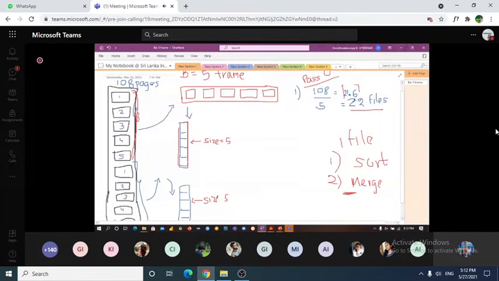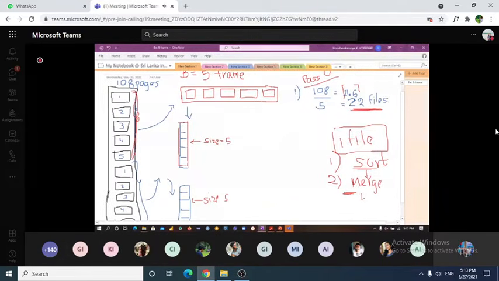But my aim here is to sort all these 108 pages to get just one file. So without stopping with sorting, I'm going for merging, where I have to merge all these 22 files together to result in one file. That is the idea here. Get it correctly: you get 108 pages and my motive is to sort all these pages and get one file.